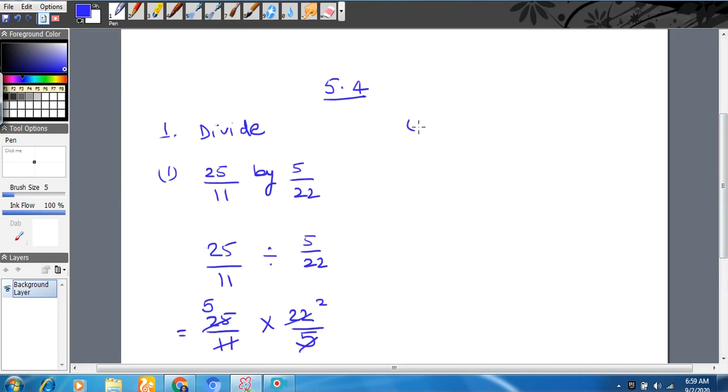Then second is 13 upon 7 divided by 26 upon 21. Again we will write the first fraction, division sign, 26 upon 21. In this step don't try to write the reciprocal. Okay. It is written in the next step.